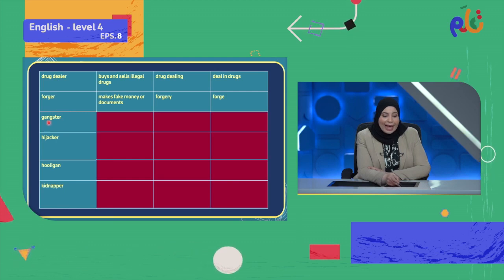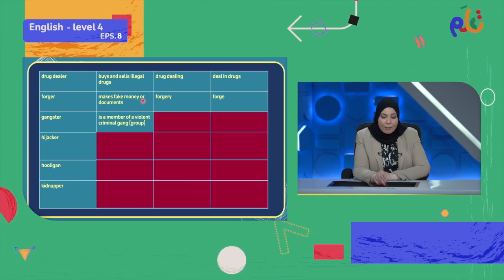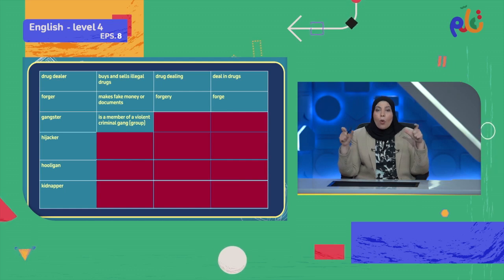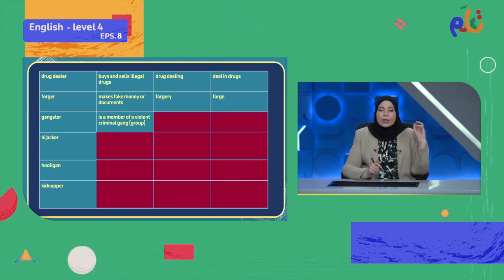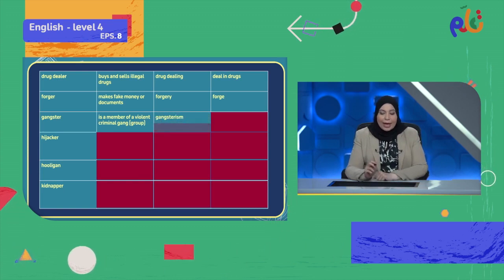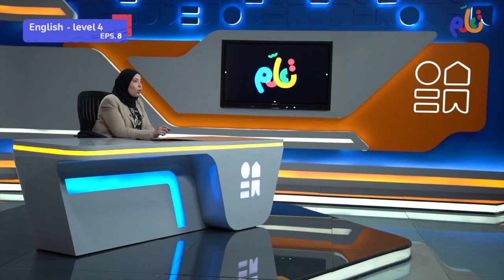And here we have gangster, and this is the name of a person. The gangster is basically a member of a violent criminal gang, a group of people who are together to commit crimes. So this is called a gang. And the crime is gangsterism. So gangsterism is the name of the crime and the criminal is a gangster. I can say gangsters should be in jail for 50 years.